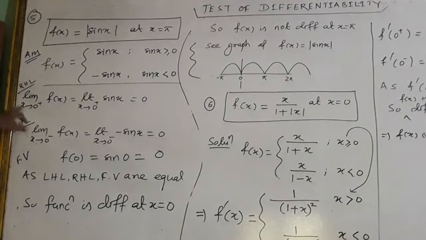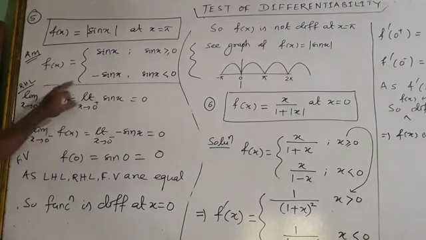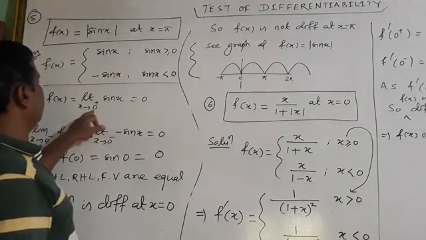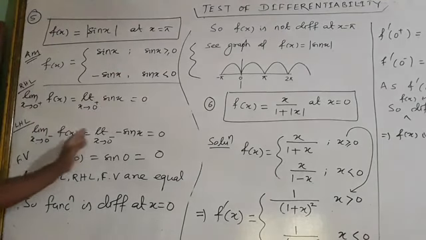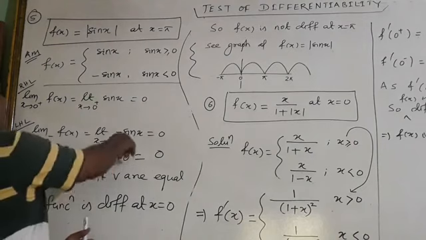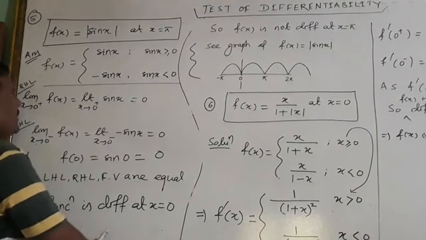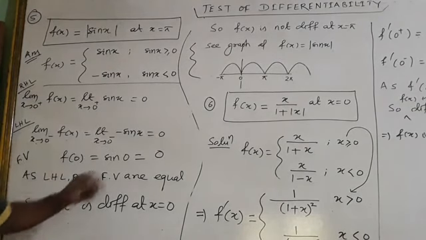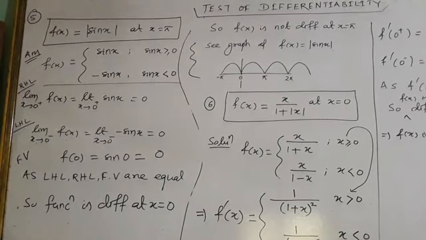For continuity, I am taking the right hand limit, x tends to 0 plus of f(x). It becomes sin x, and when we put x is equal to 0, it becomes 0. Similarly, left hand limit, x tends to 0 minus, in place of f(x) we can put minus sin x. So the result is 0. For the functional value, the result is also 0. Okay?